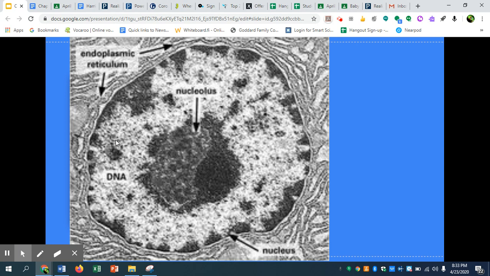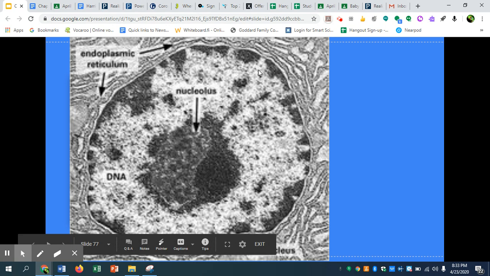Because we have different kinds of cells. We have muscle cells, we have nerve cells. So these different cells do different things, and the DNA codes the cell and tells it what it should be doing. Okay. We're going to get on to this next organelle called the endoplasmic reticulum next.